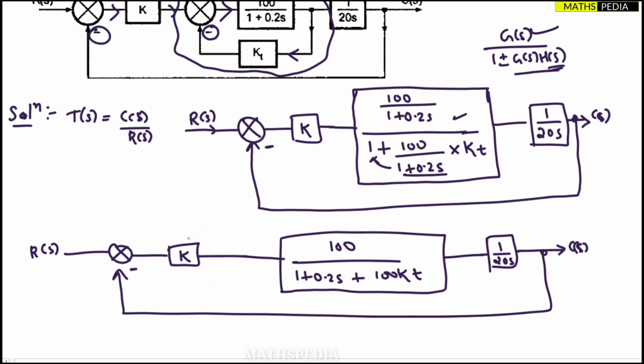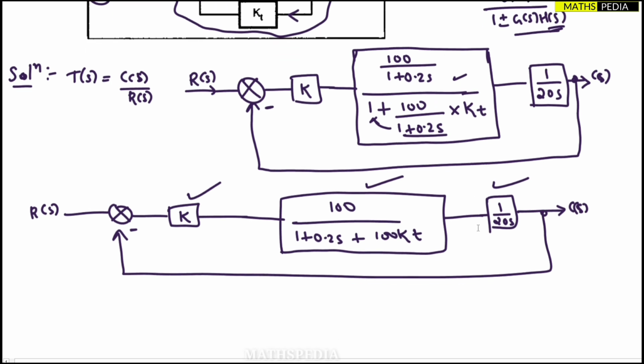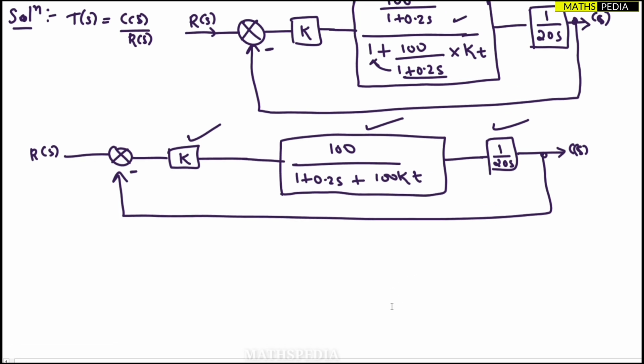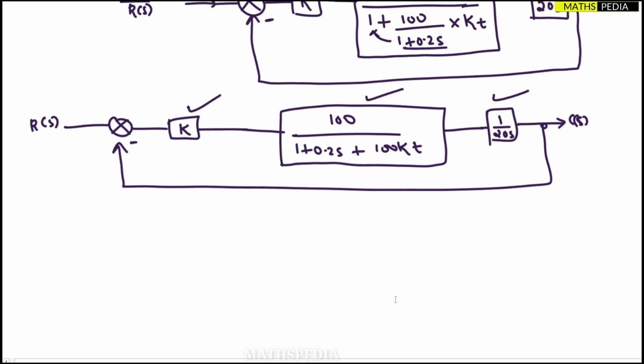Now here you can see that this block, this block and this block are indirectly connected. There is no summing point or takeoff point between them, right? So can we say that those three blocks are in what? Series. Whenever series blocks come, what do you have to do? We have to just directly multiply. So let us see that multiplication.